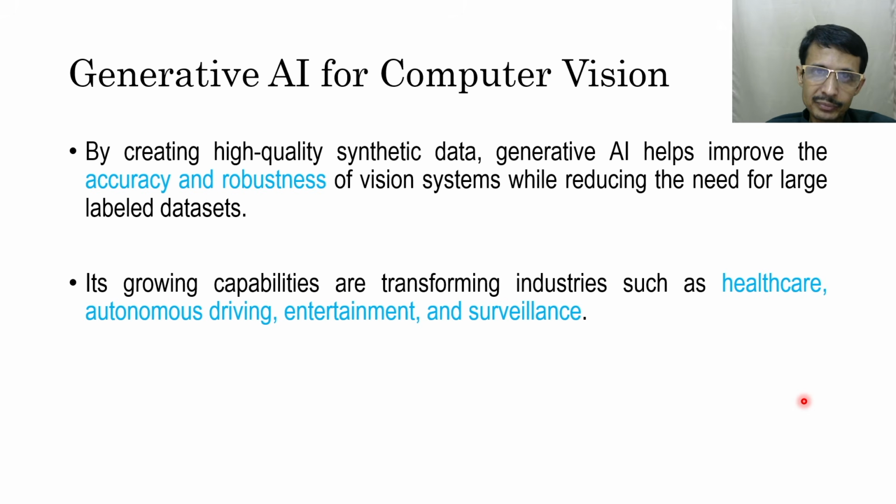So definitely, to fill in this gap, the capabilities of generative AI, mainly in computer vision, transform industries like healthcare, autonomous driving, entertainment, and surveillance, where this kind of supervised deep learning is very important, and there is a scarcity of annotated data. Generative AI is being used vividly to generate synthetic images to fill the gap.